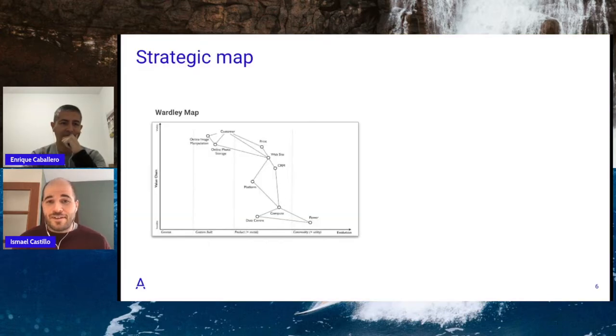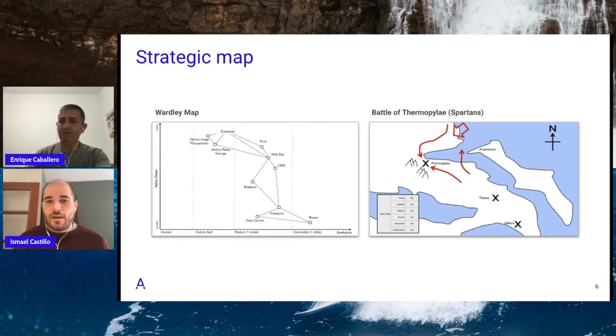This is a Wardley Map. It is a strategic map about your product with relevant information that will help you make decisions on your strategy. But to illustrate better what I'm saying, I will use another kind of map that we are more familiar with. It is based on the Battle of Thermopylae. Maybe you have seen the movie of 300 Spartans.